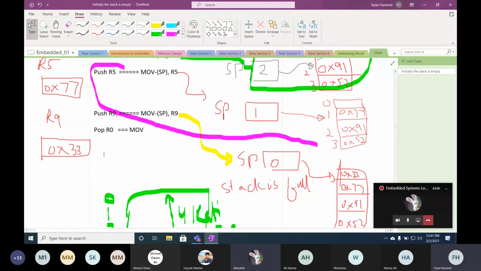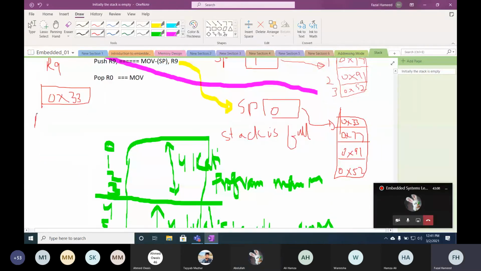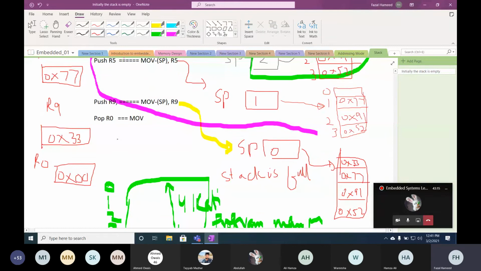Actually, let's assume that the initial value of R0 is 0x00. So the element that is pointed by the top of the stack. So now what is the top of the stack? Which value will move into R0? 0x33. So this instruction is equivalent to move R0, because now R0 is the destination, comma, and now we will use SP plus, register indirect with post increment.